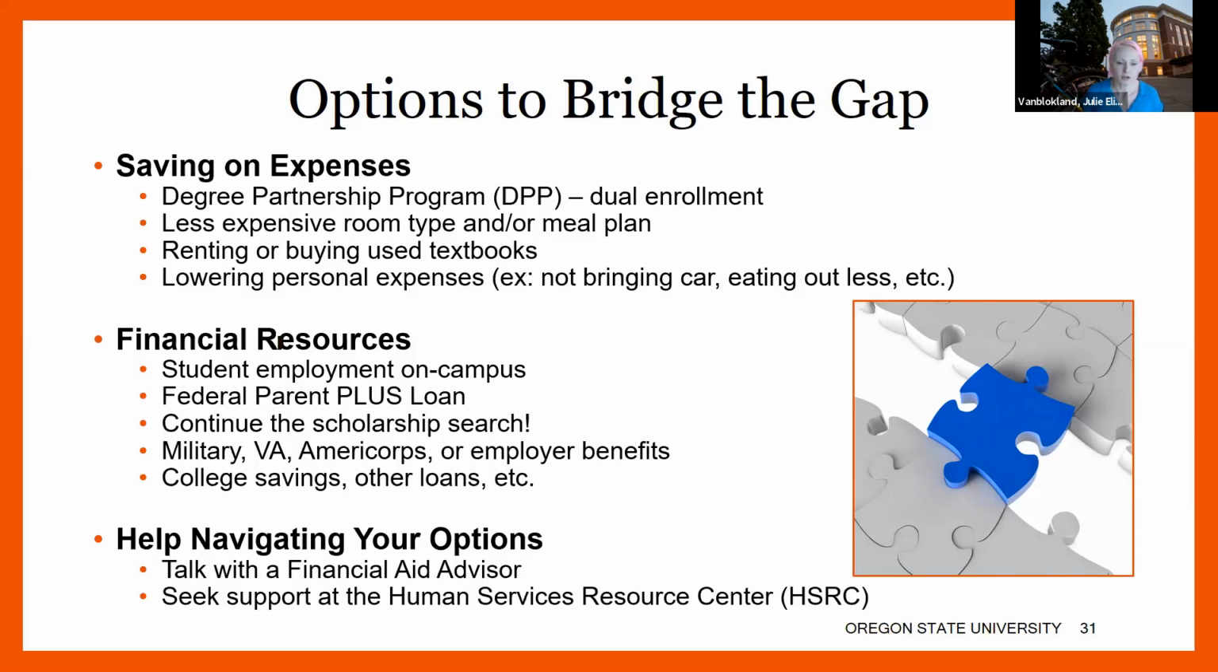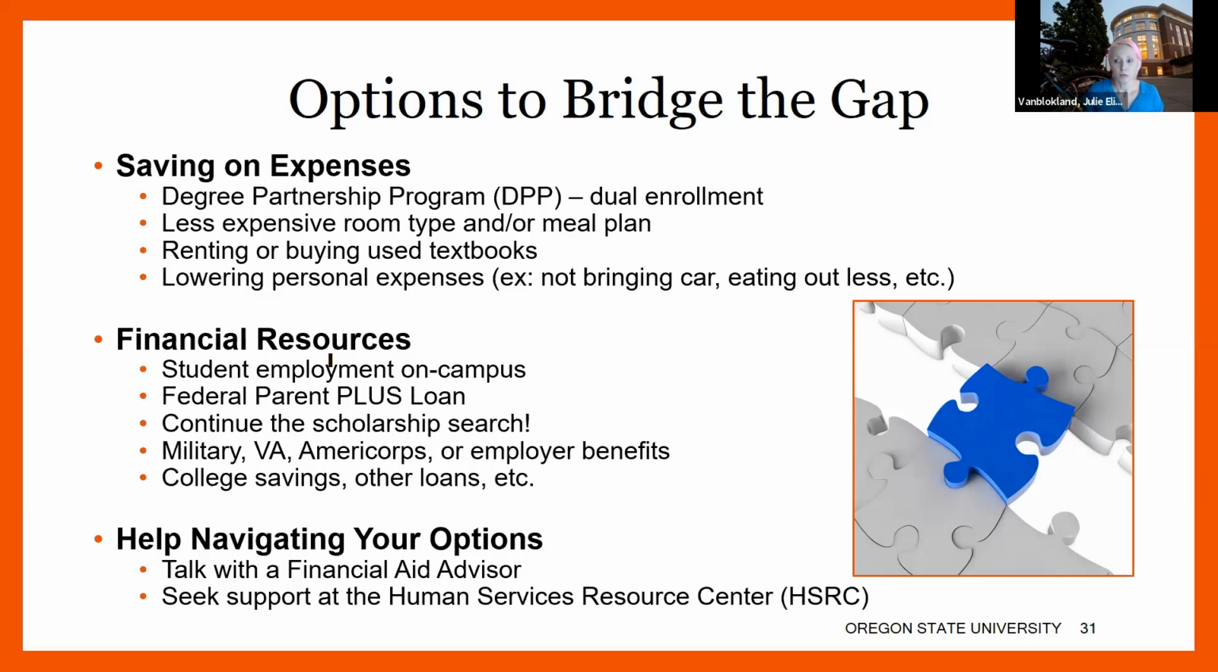Financial resources: you can look for student employment. A Parent Plus loan is a great option if your parents are credit approved for that. You can look for scholarships, military benefits, and if you have a college savings plan, great. So, navigating your options, talk to the Office of Financial Aid and look at our website.